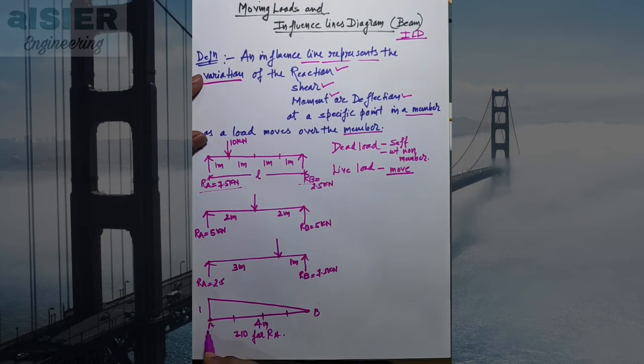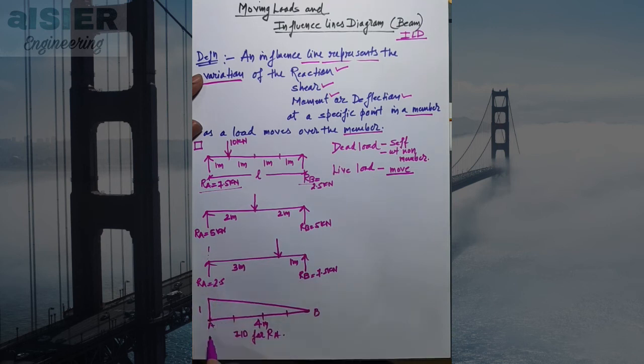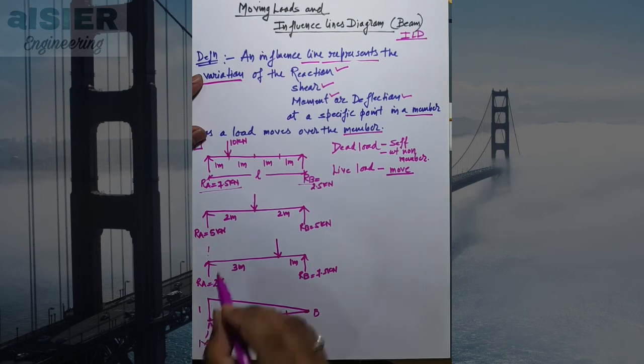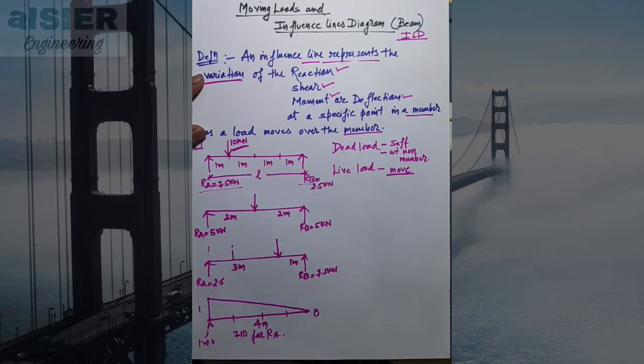Okay, so when load is exactly at A, means when load is there at this point, value of RA is 1. Value of RA is 1 means 1 into 10 because load is of 10 kN, means value of RA is 10 and value of RB is 0. Right? Now when it will move 1 meter from RA, now currently consider that load is at this point at 1 meter. So at this point this ordinate is now, if this is 1, this ordinate is 0.75, this ordinate is 0.5 and this ordinate is 0.25, right?